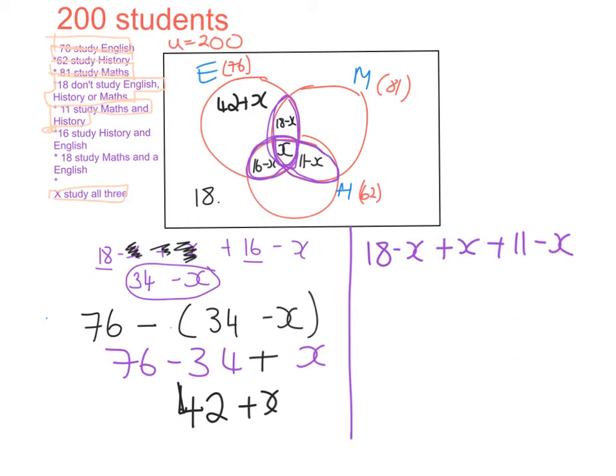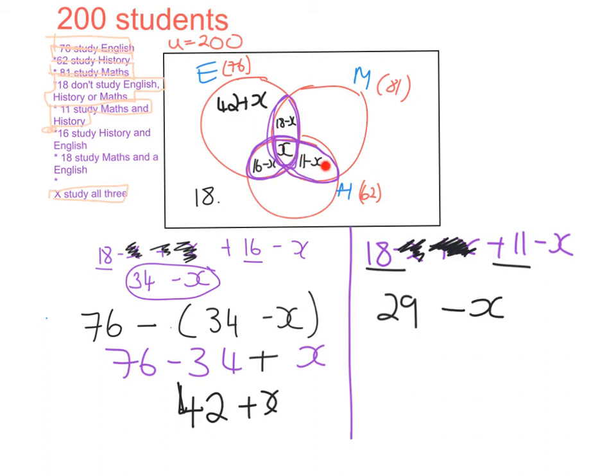So again, we'll do a little bit of tidying up. 18 and 11, that's going to give me 29. And here I have a minus x and a plus x, and just like the last time, if it was a minus 5 and a plus 5, they give you 0. So a minus x and a plus x gives you 0. And with this one here, I'm left with 29 minus x.